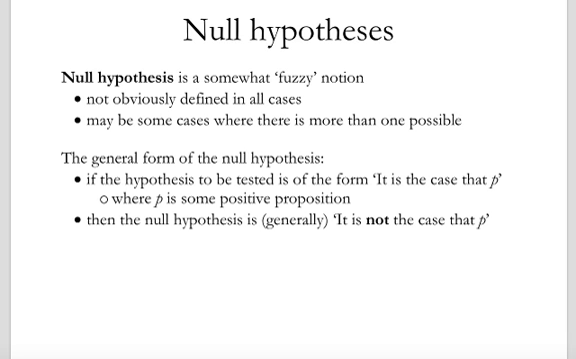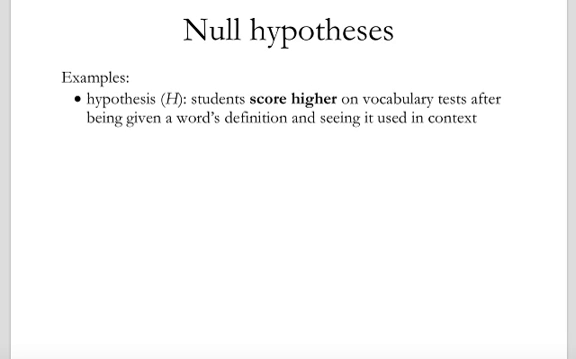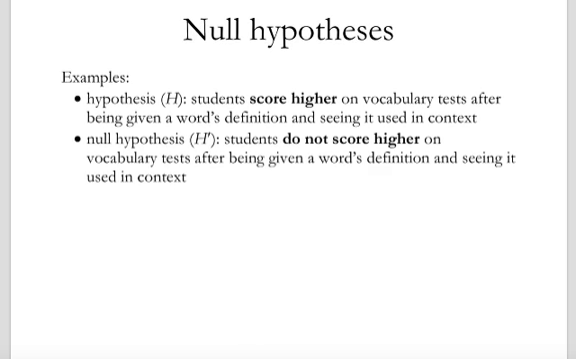If that's what you're testing, then the null hypothesis will generally be it is not the case that P. So some examples. If the hypothesis in my research is that students score higher on vocabulary tests after being given a word's definition and seeing it used in context, then the null hypothesis is going to be super straightforward. It's just that students do not score higher on vocabulary tests after being given a word's definition and seeing it used in context. Right? So totally straightforward in this case.